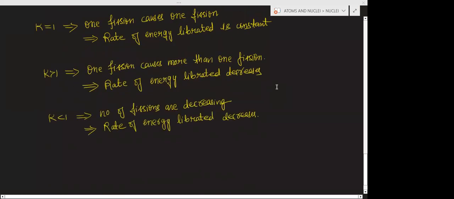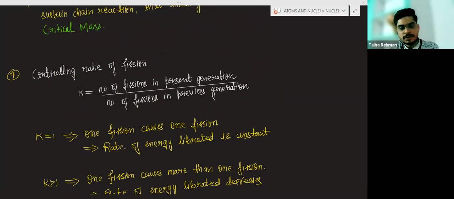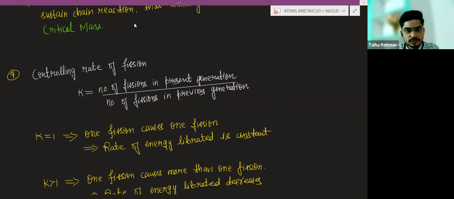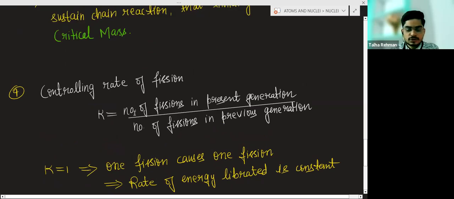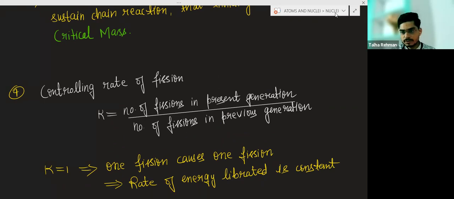Done. Okay. So I have not explained this. Now I will explain this. Okay. Screenshots you already taken. So controlling rate of fission. Controlling rate of fission is this K. K is the rate of fission. So what is the rate of fission? Number of fission in present generation divided by number of fission in previous generation.